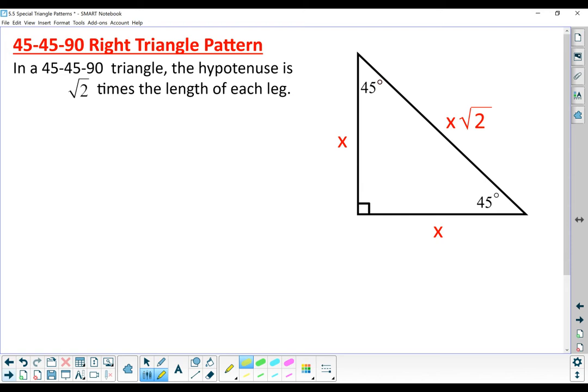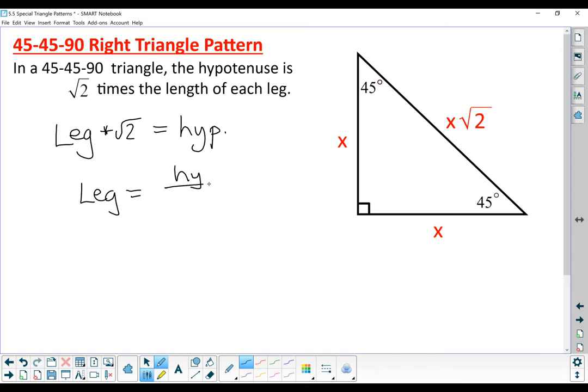So in a 45, 45, 90 triangle, the hypotenuse is always root 2 times the length of the leg. And the legs are the same because it's isosceles. So if you want to know the leg, since we know that the leg multiplied by root 2 gives us the hypotenuse, if we were solving for the leg, we would divide by root 2. So the leg is equal to the hypotenuse over root 2, if you needed to work backwards.